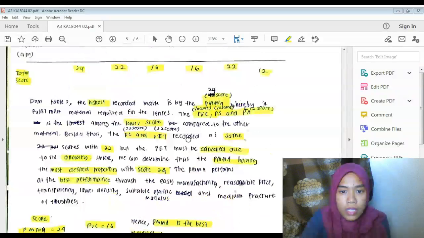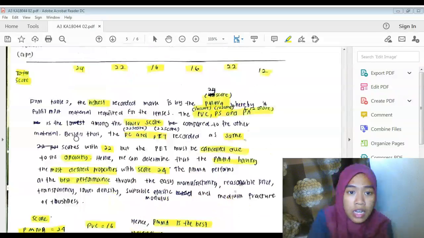This is my reason. The highest recorded score is by PMMA with 24, which means it fulfills most of the properties required for the lenses. Meanwhile, PVC, PS and PA score 16, 16, and 12. PC and PET recorded the same score of 22, but PET must be eliminated because it is opaque.